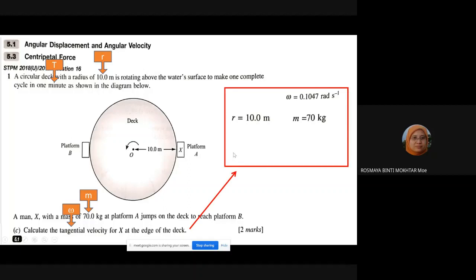For tangential velocity, because angular velocity is calculated already and R is also given, we can use the equation v equals r omega. No need to use F equals m v omega again. So we use v equals r omega. Substitute the omega here and R here. So we get 1.05 meter per second. The answer is in 3 significant figures.